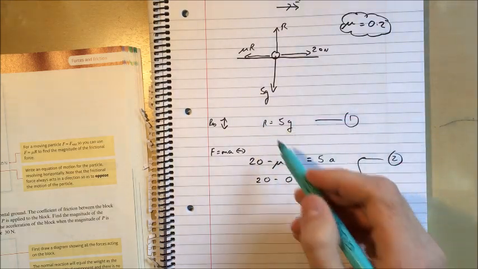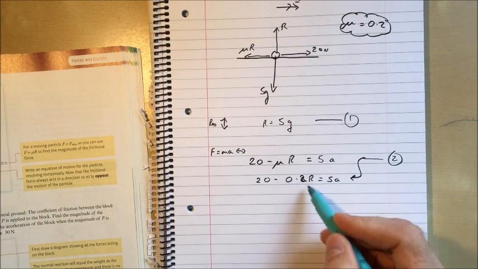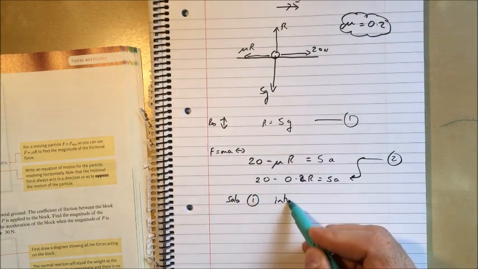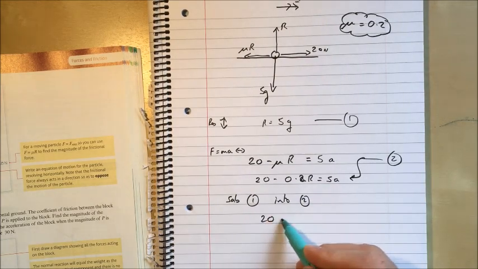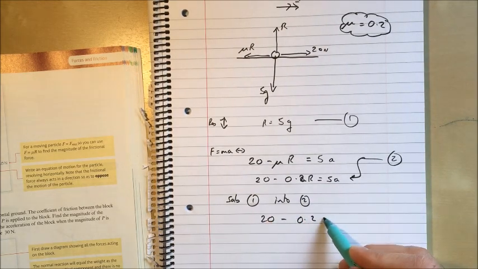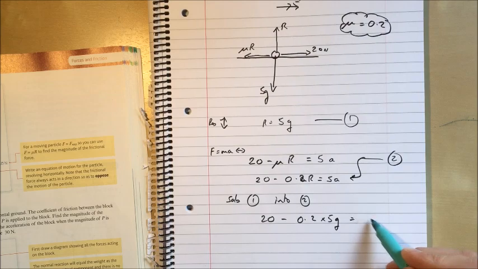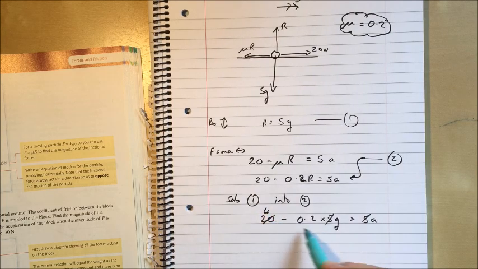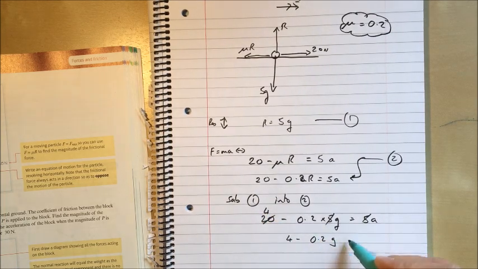So R equals 5g, substitute that into here. Sub equation 1 into equation 2, and we get 20 minus 0.2 times 5g equals 5a. Then let's divide the whole thing through by 5, which gives us 4 minus 0.2g equals a. And that would give us the acceleration there, okay?